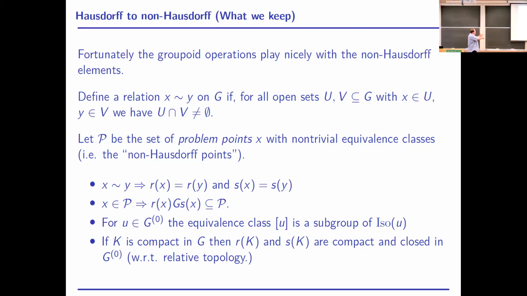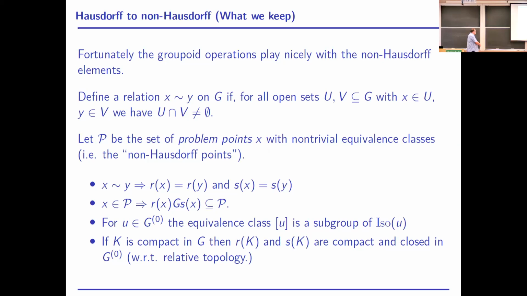And so we get a bunch of properties that say, yes, there's non-Hausdorffness, but we can correct it or deal with it by looking at the groupoid operations. If x and y cannot be separated by neighborhoods, if all their neighborhoods overlap, then they have the same range and the same source. If x is a problem point, a non-Hausdorff point, then everything that shares a range and a source is also going to be a problem point.